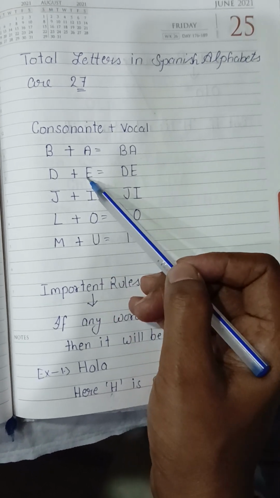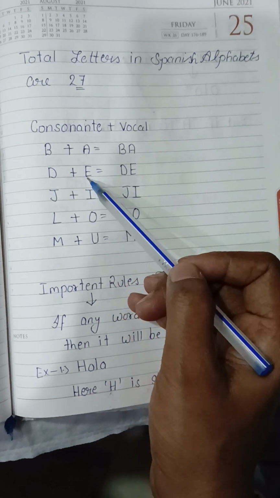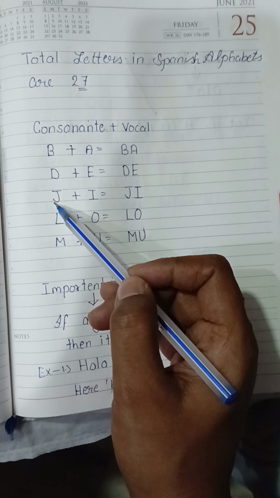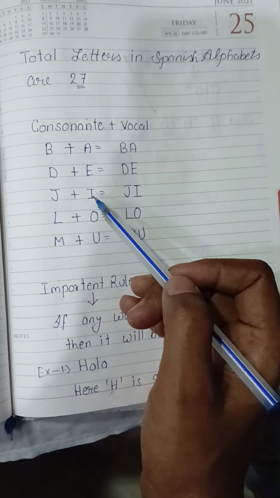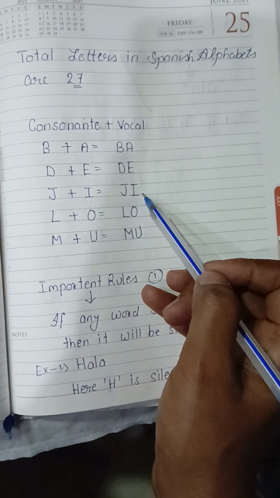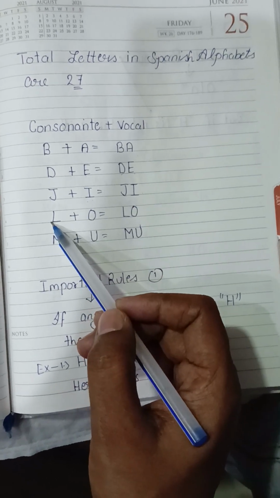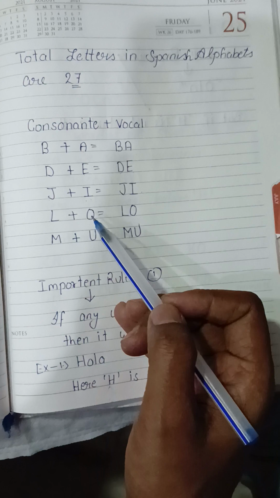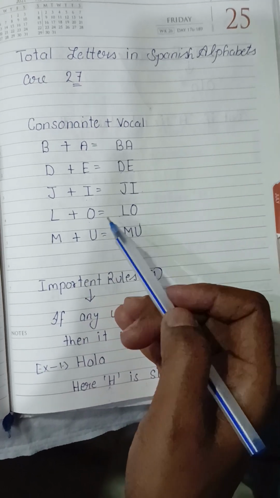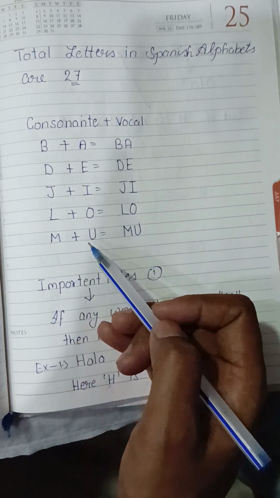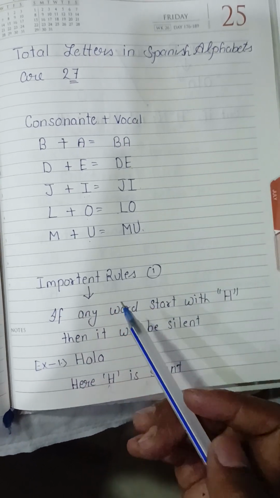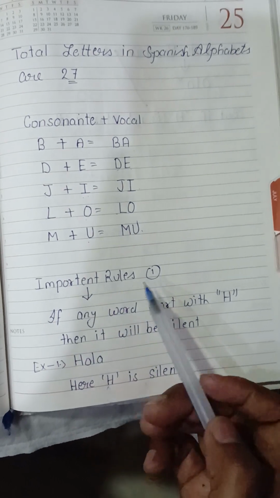B and E, be. K and E, ke. L, ele, and O, elo. M and U, mu.